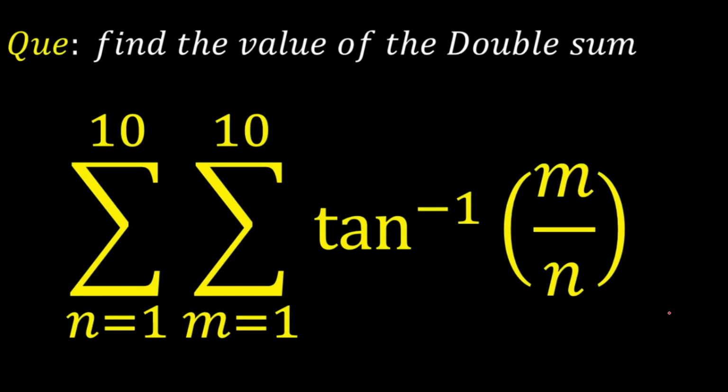Hello everyone, so today we're going to calculate a cool sum. The sum is the summation of n varying from 1 to 10, and again one more summation is given, that is m varying from 1 to 10, and we have to calculate tan inverse of m by n. So let's start.